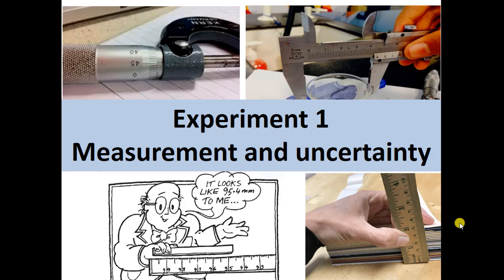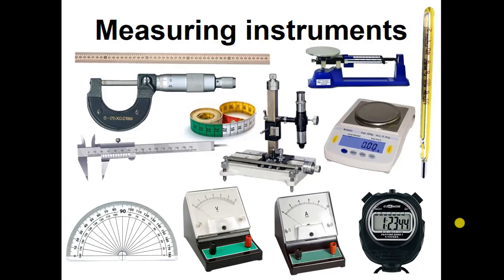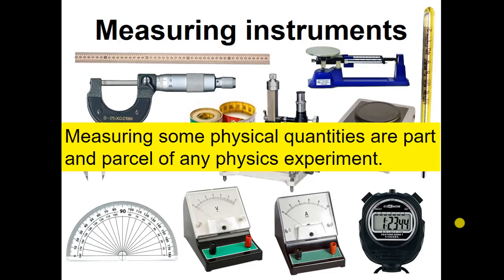So this week we are going to have the Prelab sessions for experiment 1, measurements and uncertainties. Measuring some physical quantity is part and parcel of any physics experiment. It is important to realize that not all measured values are the same as the actual value. This could be due to the error that we make during the measurements, or perhaps the apparatus that we use might not be accurate or sensitive enough.